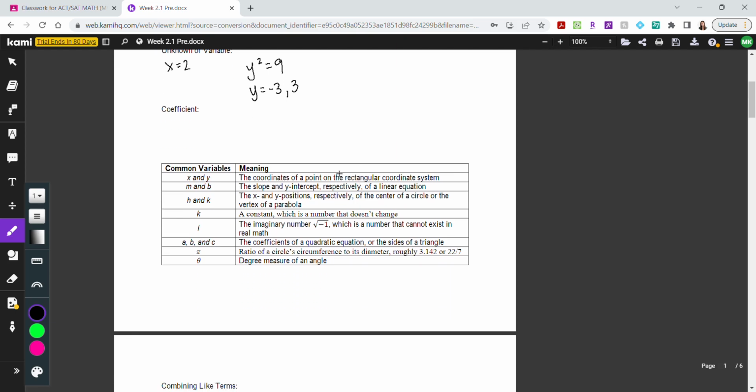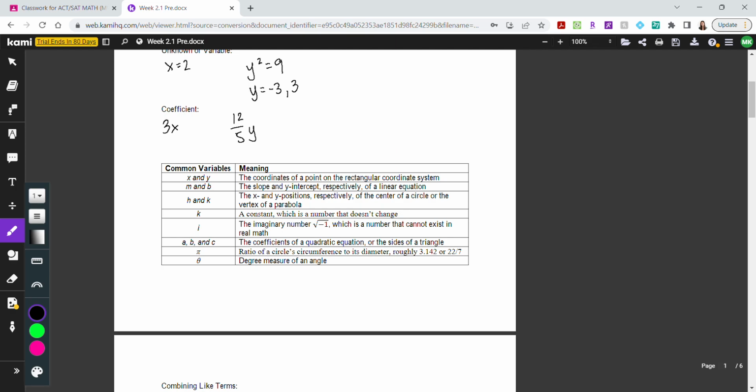Now, a coefficient is the quantity of like unknowns. Let's take the example of 3x. 3 in this case is the coefficient because it tells us that there are 3 x's. Now let's take 12 over 5 y. 12 over 5 here is the coefficient because it tells us that there are 12 fifths of y's. Essentially, the coefficient is the number in front of the unknown or variable.